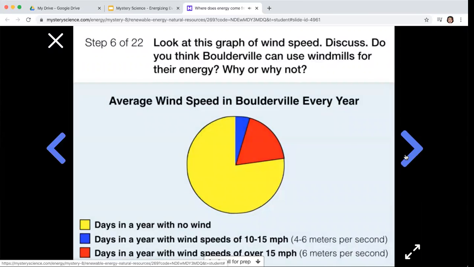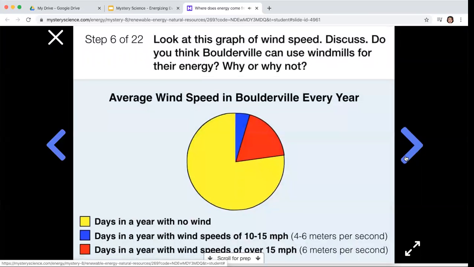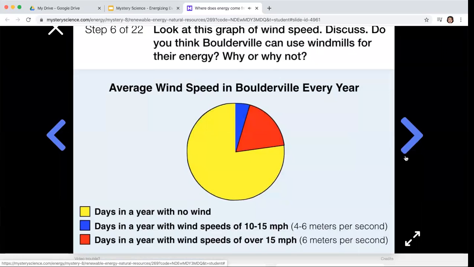Take a few minutes to look at this graph of wind speed in Boulderville. Discuss. Do you think Boulderville can use windmills for their energy? Why or why not? You might need to look at the report for a clue.